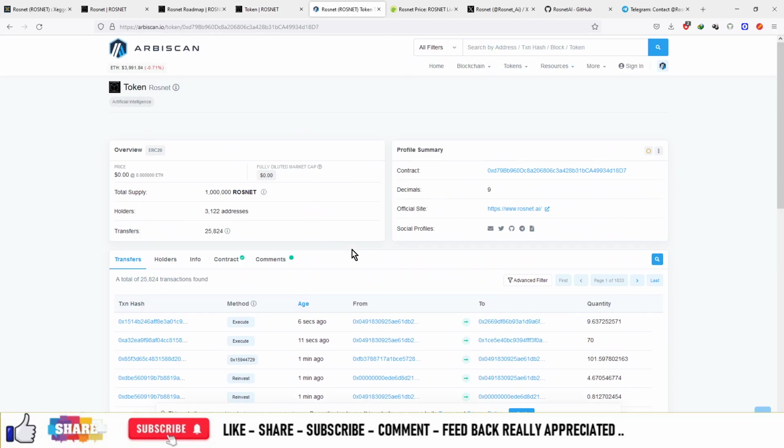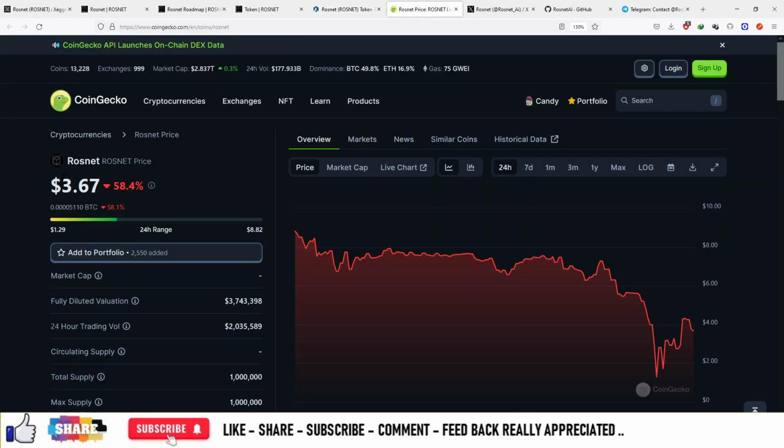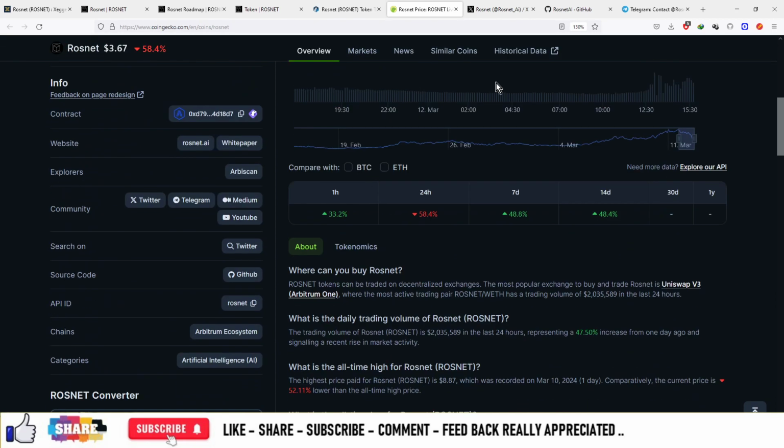They have the scan section because this is built on the Arbitrum blockchain, and their scan section is available over here. You can see right now the price of one coin is $3.67, and this is also listed on CoinGecko as well.